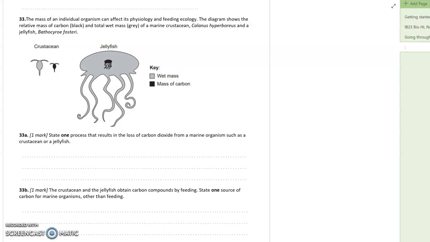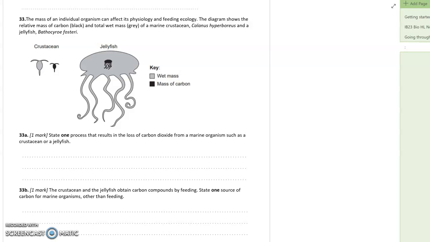Okay, so question 33: the mass of an individual organism can affect its physiology and feeding ecology. The diagram shows the relative mass of the carbon, black, and the total wet mass, grey, of the marine crustacean, Calanus hyperboreus, and a jellyfish. So the first thing is to work out what these diagrams are showing. You can see that the percentage mass of the crustacean is far more carbon than the wet stuff, whereas in the jellyfish, it's far more wet stuff than the carbon.